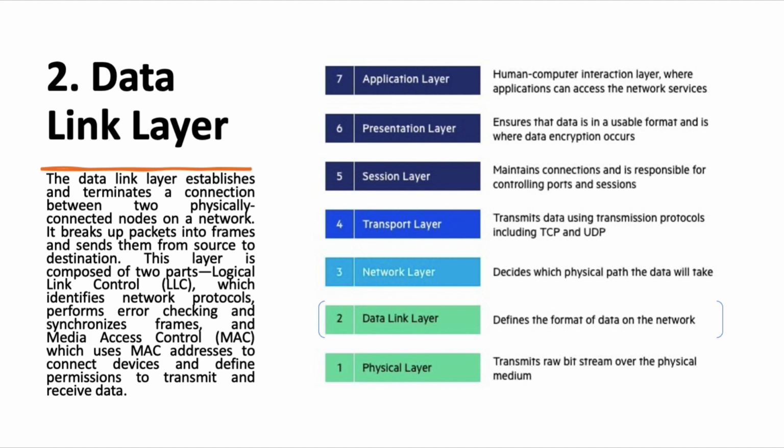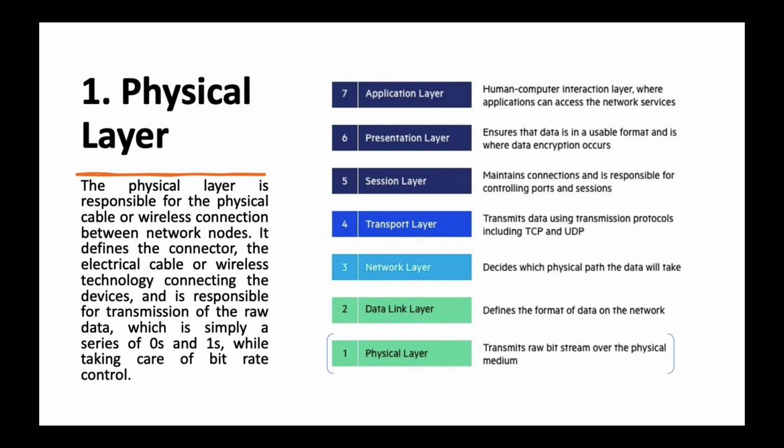Next layer is data link layer. The data link layer establishes and terminates a connection between two physically connected nodes on a network. It breaks up packets into frames and sends them from source to destination. This layer is composed of two parts: Logical Link Control, LLC, which identifies network protocols, performs error checking and synchronizes frames, and Media Access Control, MAC, which uses MAC addresses to connect devices and define permissions to transmit and receive data. And now the first layer, physical layer.